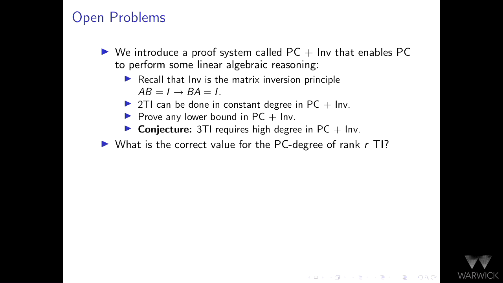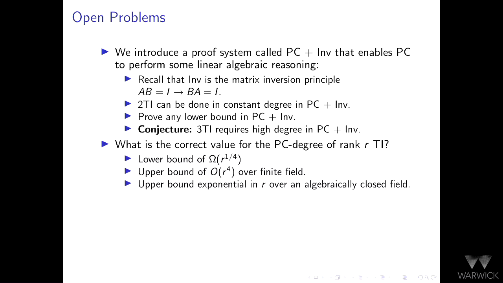Next, we leave open the correct value for the PC degree of rank R tensor isomorphism. Our constructions give a lower bound of R to the quarter, and our upper bounds give a bound of R to the power of 4 over a finite field, and a bound that's exponential in R over an algebraically closed field. So this is quite a wide gap, especially in the case where we're working over an algebraically closed field.